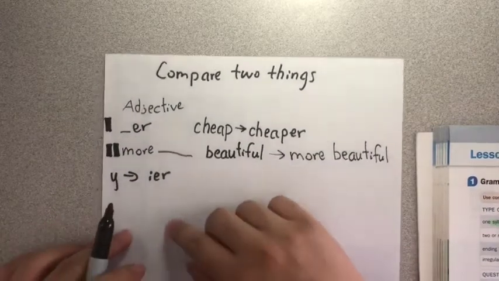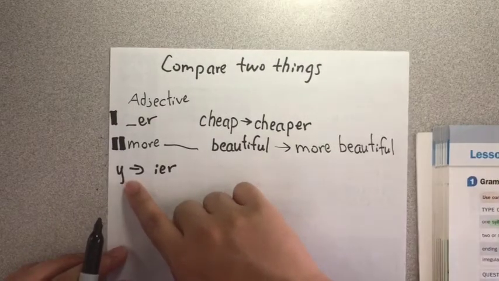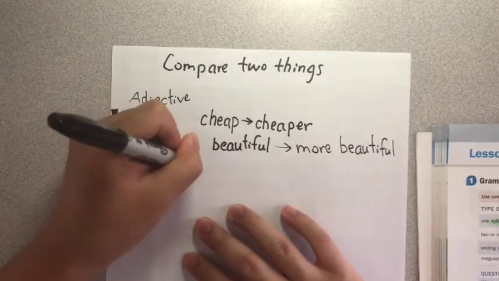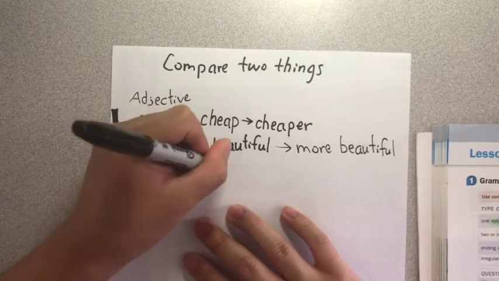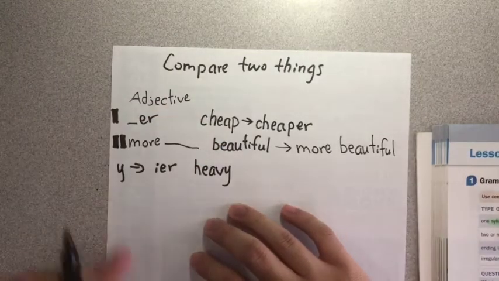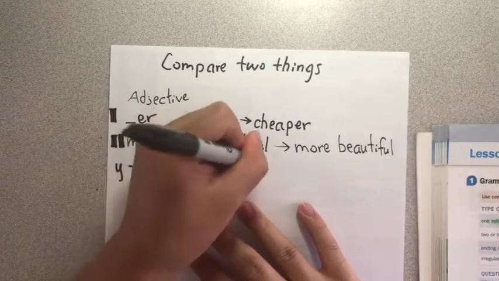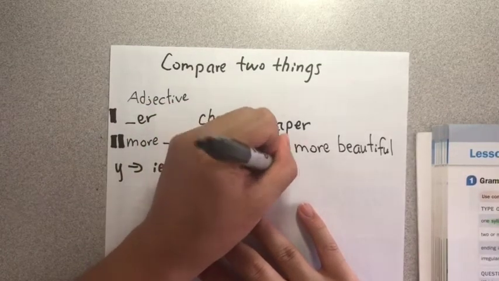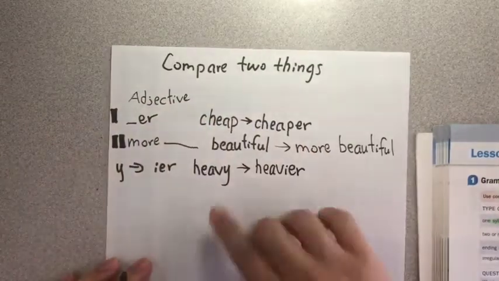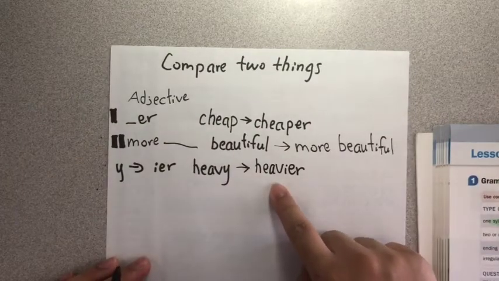And if an adjective ends with the letter Y, like heavy, we change the Y for IER. We change heavy to heavier.